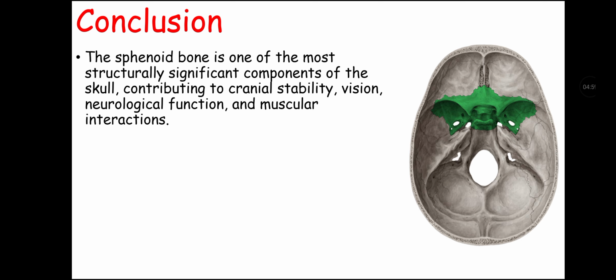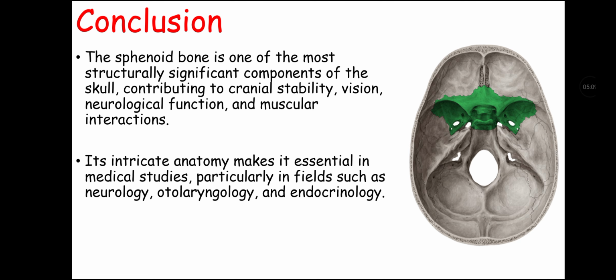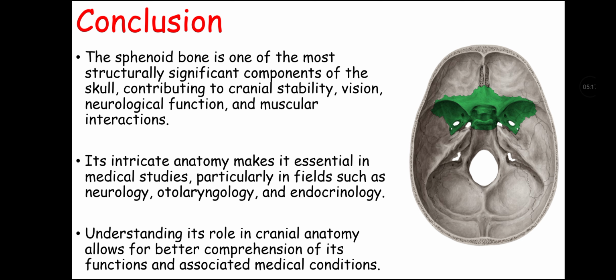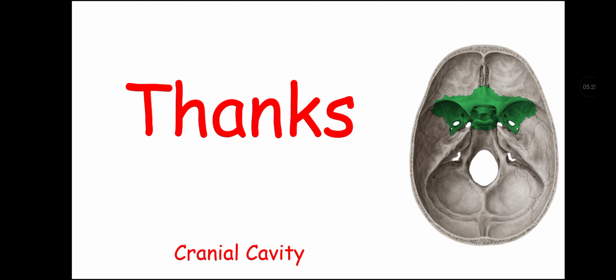The sphenoid bone is one of the most structurally significant components of the skull, contributing to cranial stability, vision, neurological function, and muscular interaction. Its intricate anatomy makes it essential in medical studies, particularly in fields such as neurology, otolaryngology, and endocrinology. Understanding its role in cranial anatomy allows for better comprehension of its function and associated medical conditions. So this was all about the sphenoid bone.